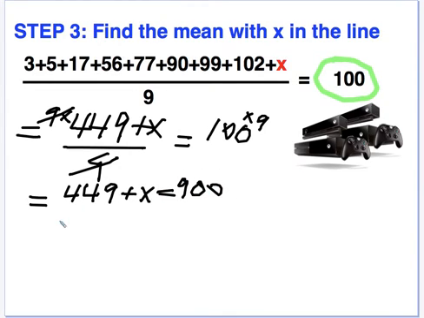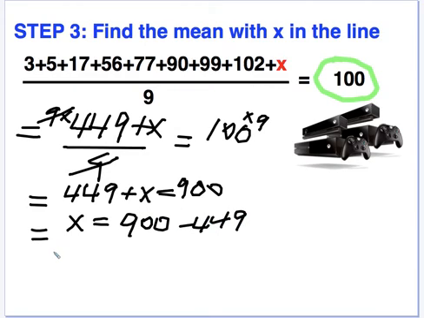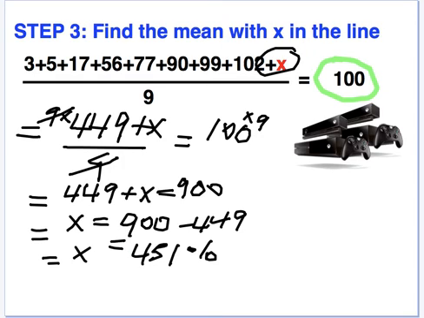Now, x is being added to 449, so we just subtract 449 from both sides. We get 900 minus 449, and you're going to get x = 451, or 451%. That means that in order for her to have an overall average of 100, she has to score 451% on that 9th test. Good luck, Kath.